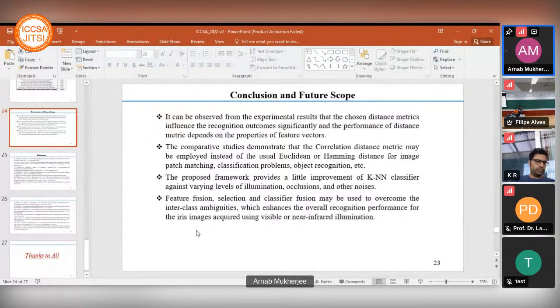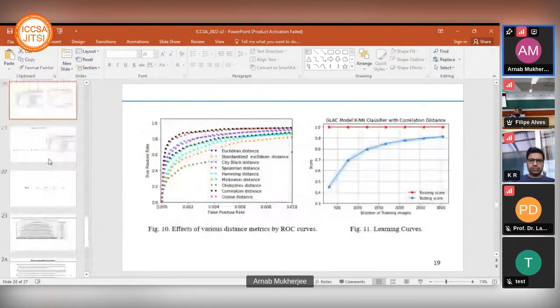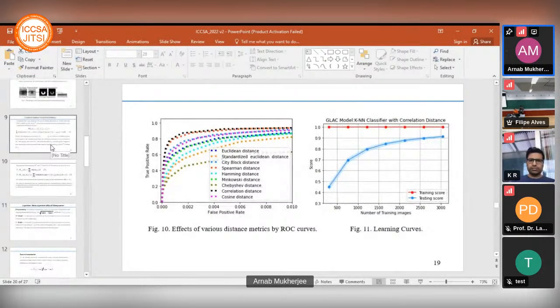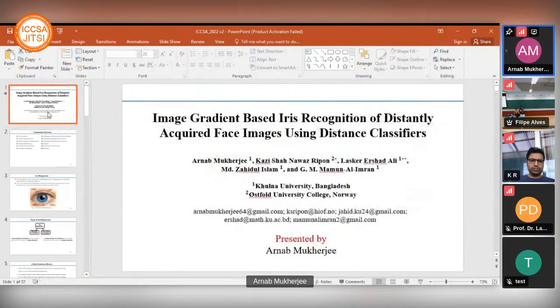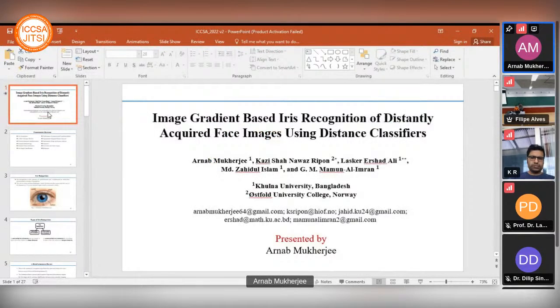I am Arnav Mukherjee from Khulna University, Bangladesh, in the mathematics discipline. I have joined you as co-author of the paper, on behalf of the author, to present our paper entitled Image Gradient Based Iris Recognition for Distantly Acquired Face Images Using Distance Classifier. I hope you will find these topics interesting and informative.